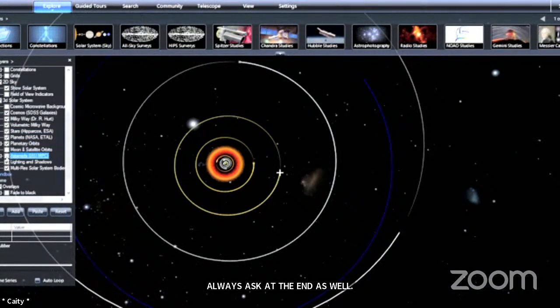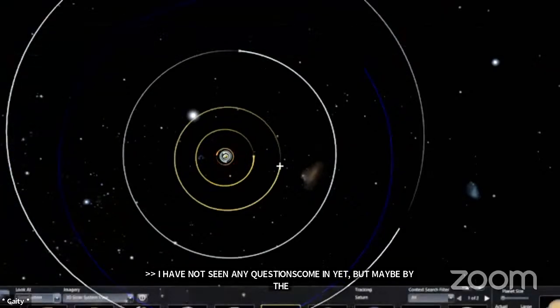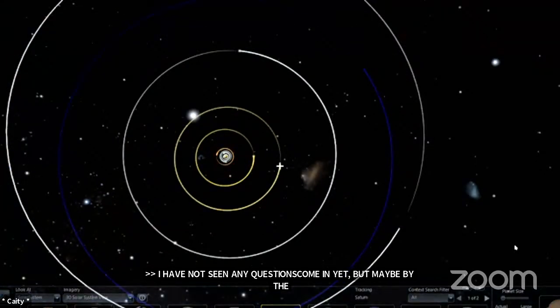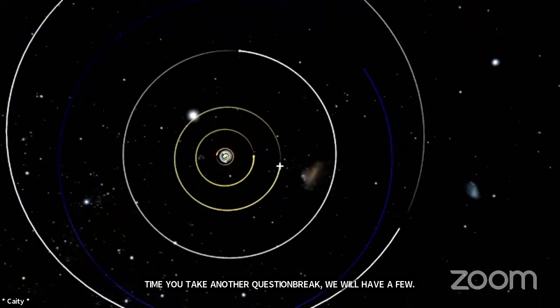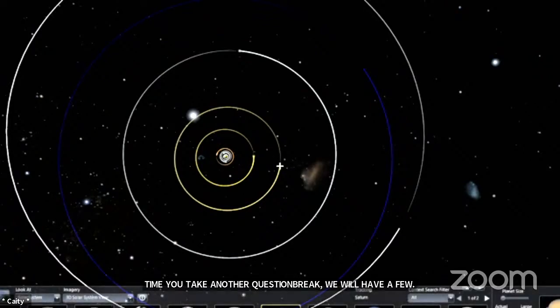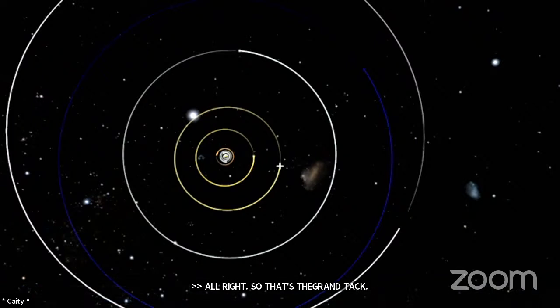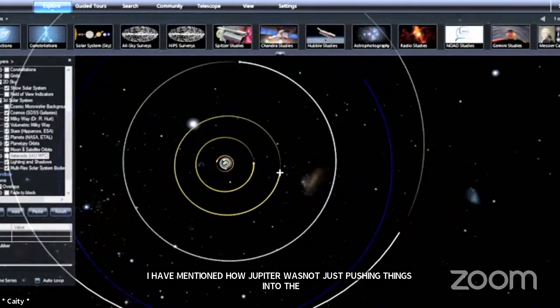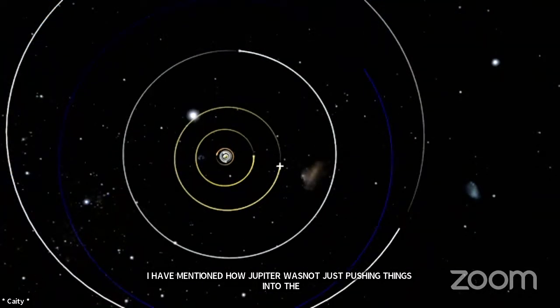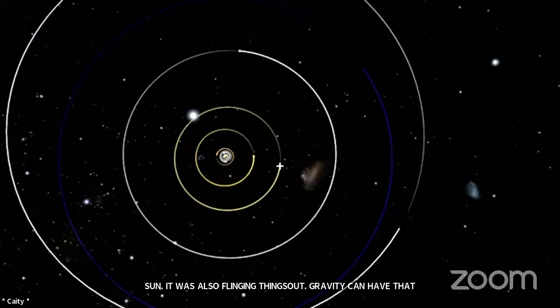we'll have a few. All right, so that's the grand tack and how the inner solar system almost got pushed into the sun. Now, I've mentioned how Jupiter wasn't just pushing things into the sun, it was also flinging things out, because gravity can have that effect as well. And that's going to have an important effect on our next theory, which is still centered around Jupiter. It's called the jumping Jupiter theory, which is a fun name.